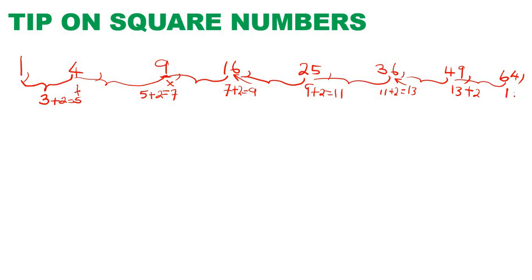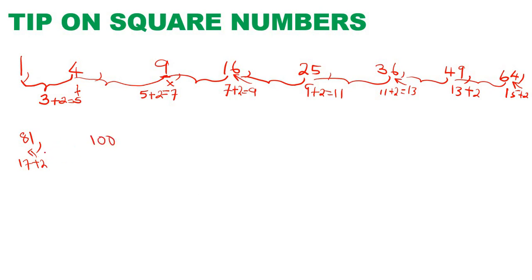Then the difference between the two is what? 15. Add 2 to it, you get 17. Add it to this and you will have what? 81. The difference between 81 and 64 is 17. Add 2 to it, you get 19. Add it to 81, you will get what?